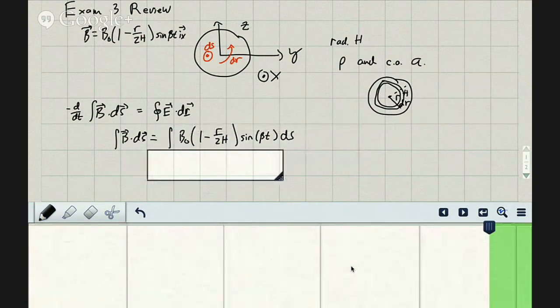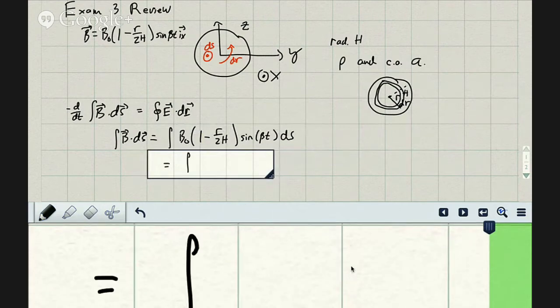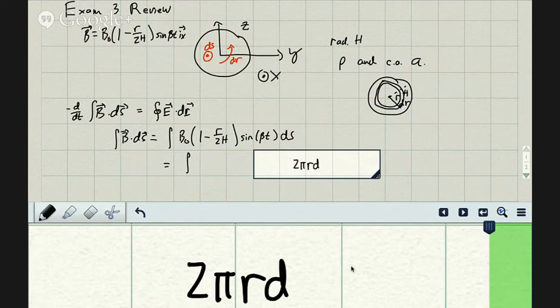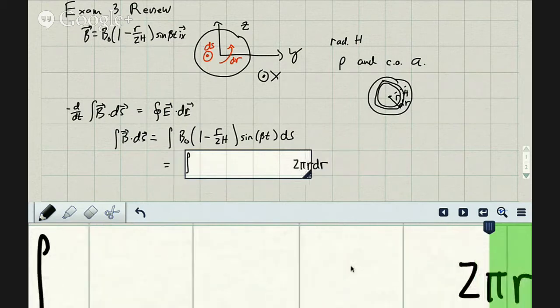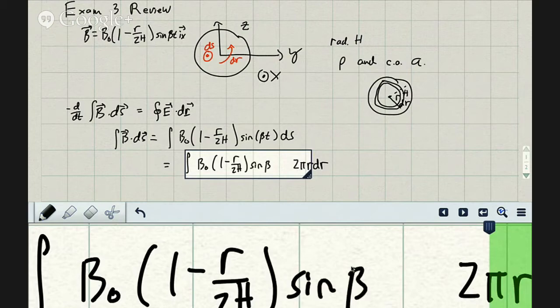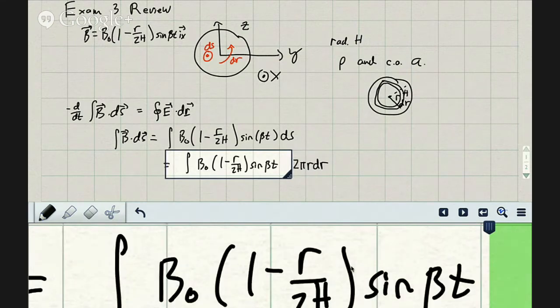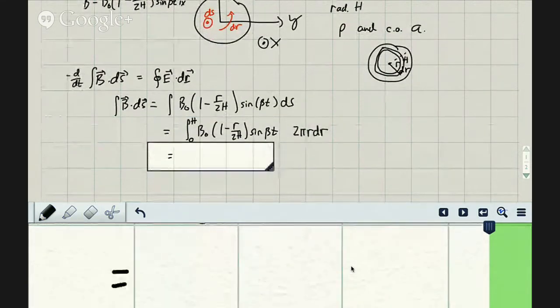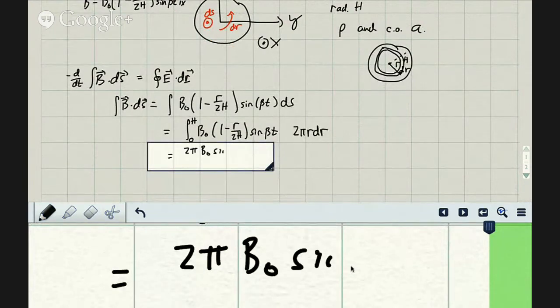So this ds here is going to be equal to the integral, and instead of ds, we're going to have 2 pi r dr. And now we have all the stuff remaining in here: 1 minus r over 2h. Since we're integrating over r, we can set the bounds pretty easily. We're going to integrate from r equal to 0 all the way up to the radius of the ring, which is h. Let's pull out all the constants to make the integral a little cleaner. Then we got a 2 pi, we got a B0, we got a sine beta t.